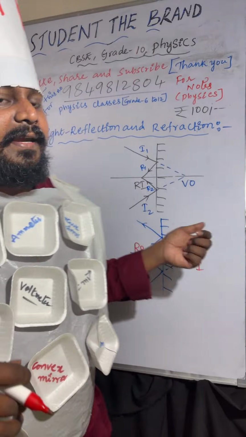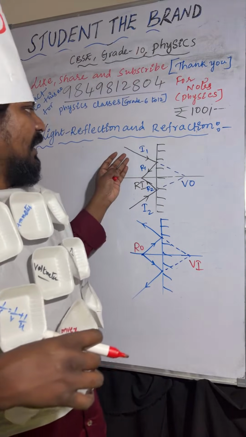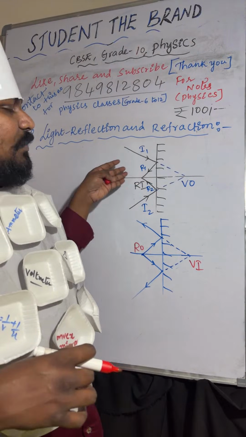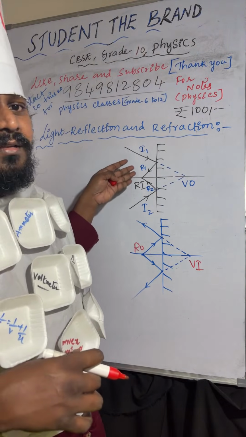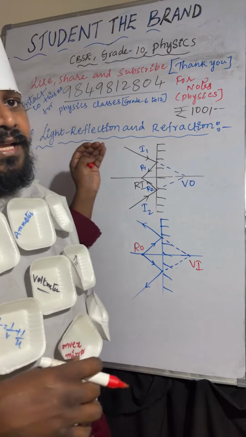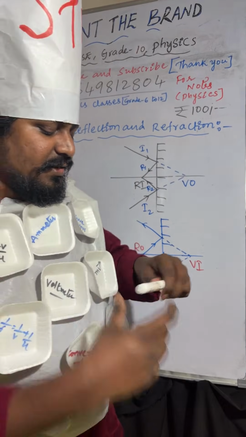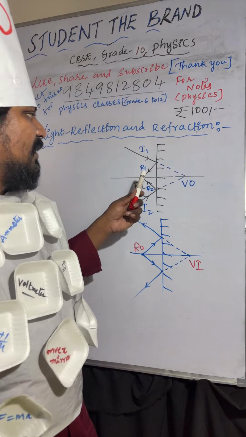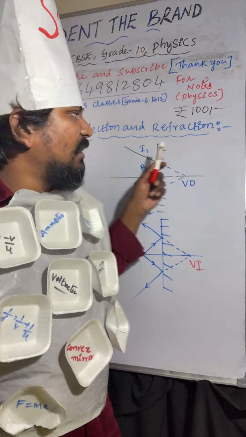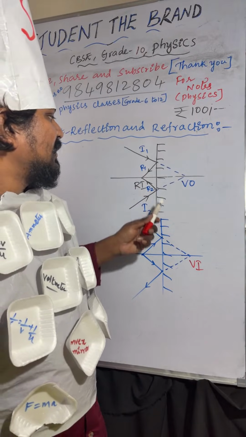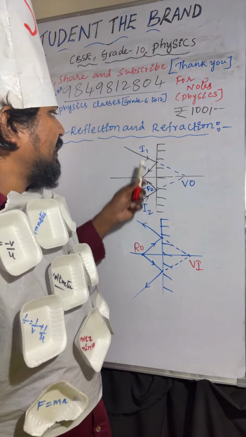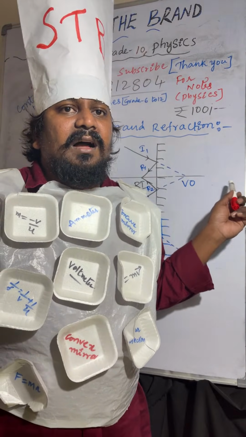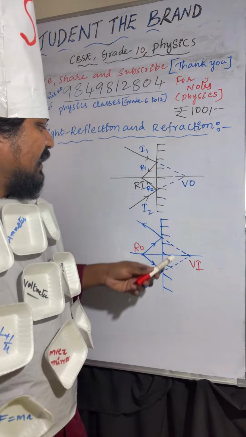Come to the point now. Here, incident ray I1, incident ray I2. After reflection, those light rays are meeting at one point. This is a real image. The point of intersection of reflected light rays is called a real image. The point of intersection of extended incident light rays is called a virtual object. Okay, so here you can see.